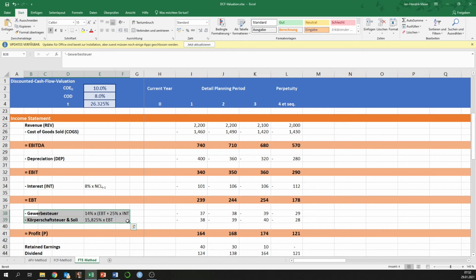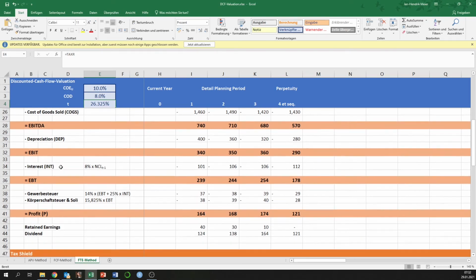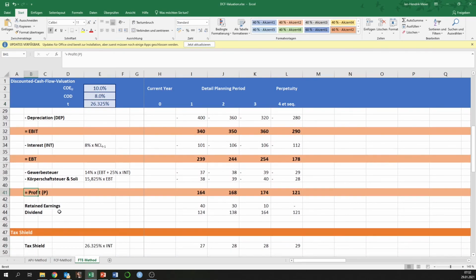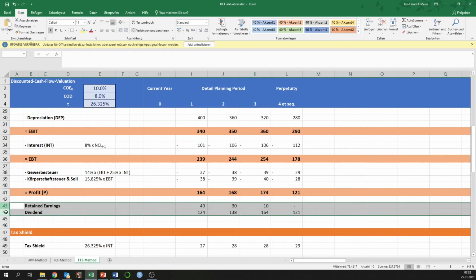Then we come to the earnings before tax, and I have made an explicit calculation of the German tax, Gewerbesteuer and Körperschaftsteuer. Nevertheless, you can also apply the mixed tax rate of 26.325%. That is usually done here. So after tax we have the profit, and I also took in those two lines, but they are not important. Retained earnings and dividends are only important for planning reasons, but not for the valuation.